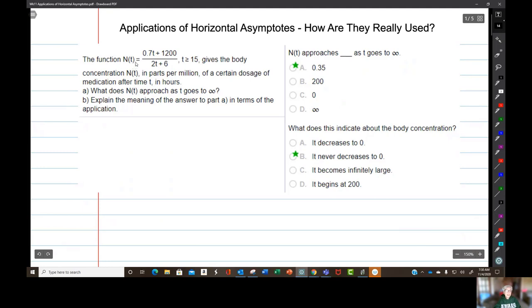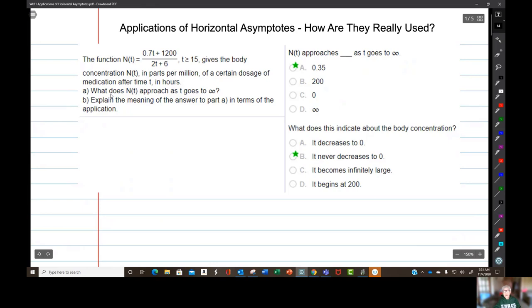The function n of t equals 0.7t plus 1200 over 2t plus 6 for t greater than or equal to 15, that means we start at 15, gives the human body concentration n of t, in parts per million of a certain dosage of a medication after time t in hours. So what does the concentration in your body look like after 1 hour, 2 hours, 3 hours, 4 hours? Once the medication has already been in your body for 15 hours. That's what this says.